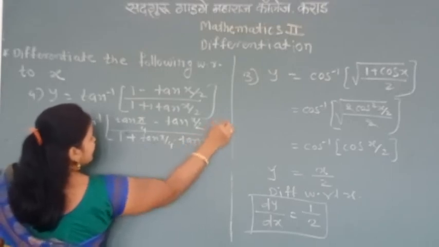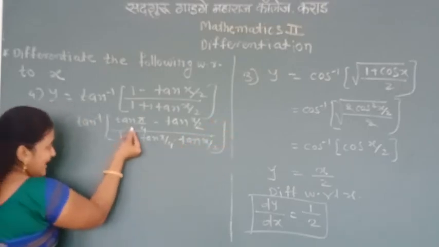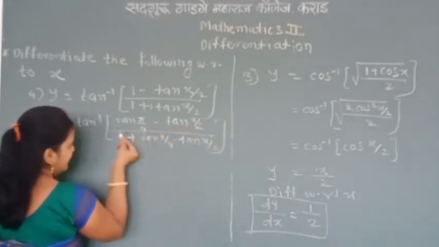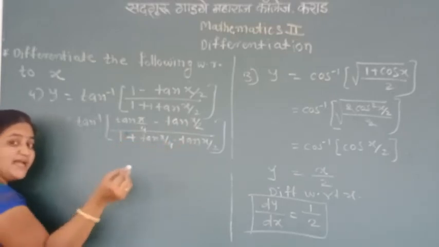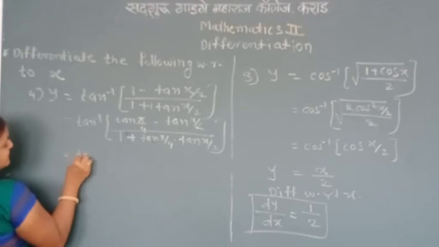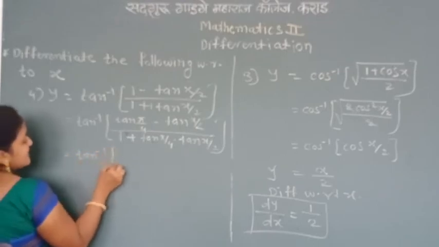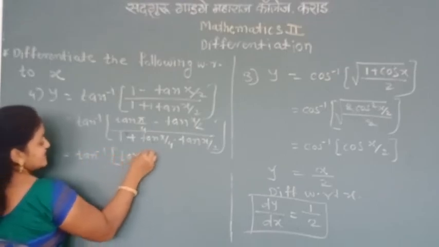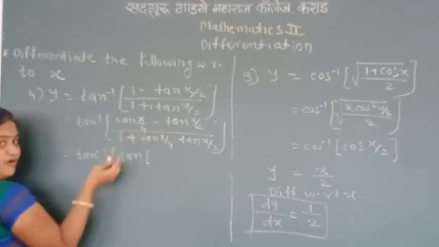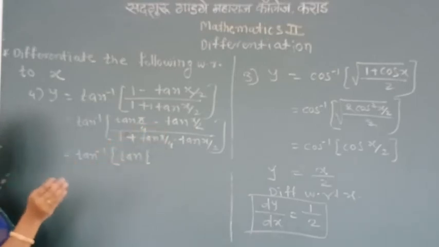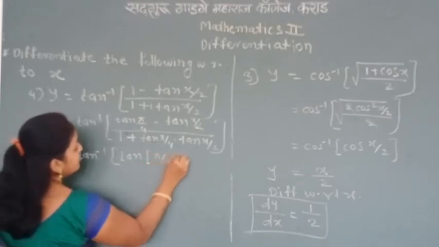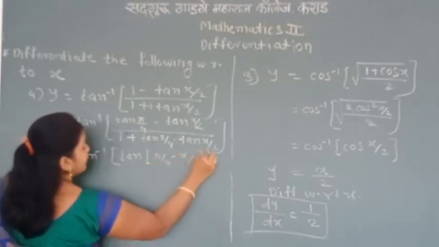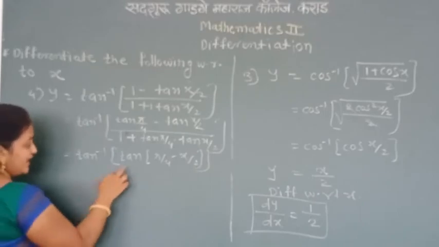So it is a very easy formula, tan A minus tan B divided by 1 plus tan A into tan B, which is tan A minus B. So this implies tan inverse, inside the bracket tan A minus B, because here minus sign. So the formula is tan A minus tan B divided by 1 plus tan A into tan B, which is pi by 4 minus x by 2. So it is very easy to convert the tan term.